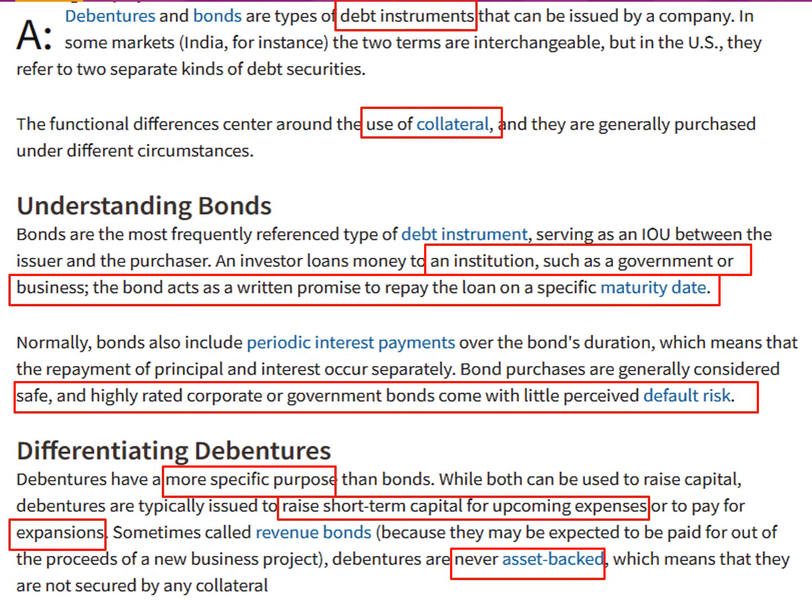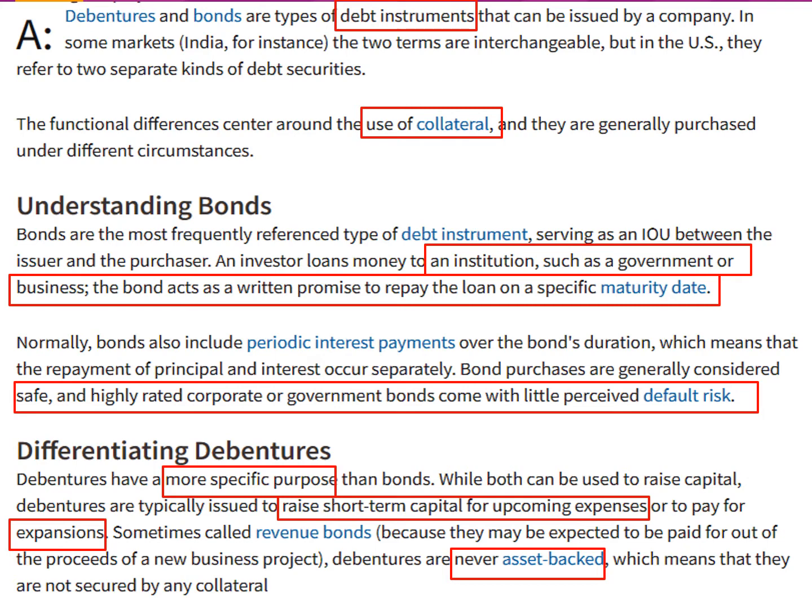Let's look at the debentures. Debentures have a more specific purpose than bonds. That means they are usually issued for some specific purposes. Look at the second sentence: they're issued to raise short-term capital for upcoming expenses. That means to pay off daily expenses, operation expenses, or to pay for expansions. If a business has a big project in the coming period but without a sufficient amount of capital, the company may issue debentures for expansions.